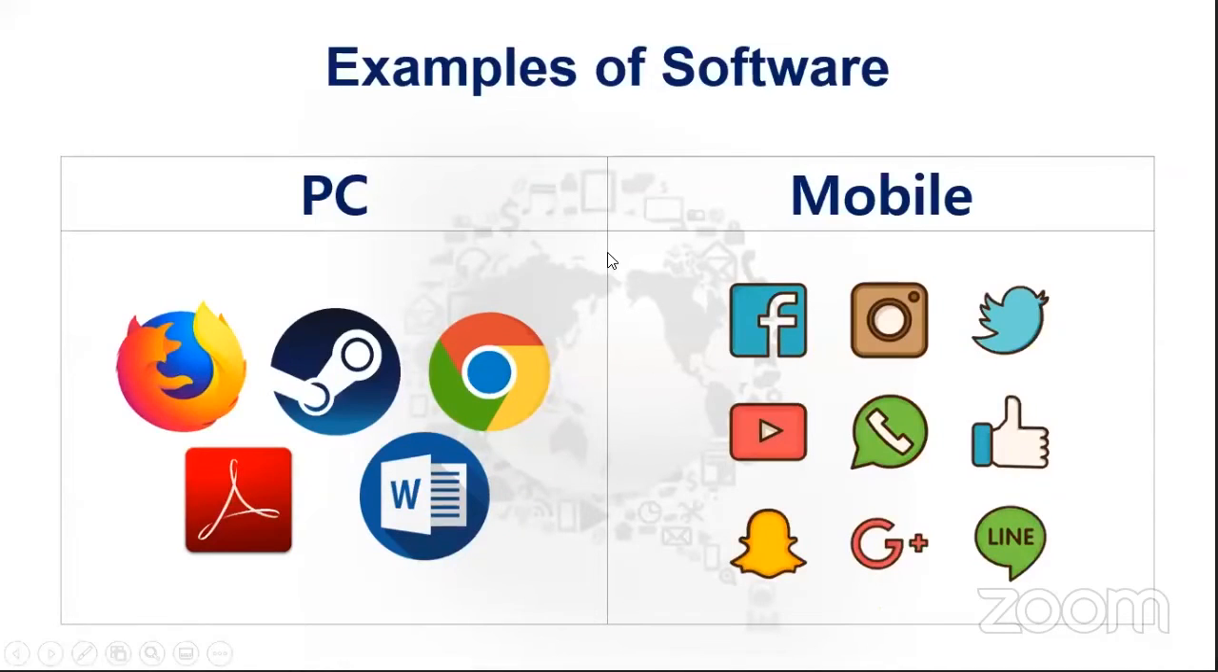So here we have some examples of software. Mozilla Firefox, Google Chrome, Adobe Acrobat Reader, Microsoft Word, Facebook, Twitter, Instagram, WeChat or WhatsApp, YouTube, and so on, Google+.